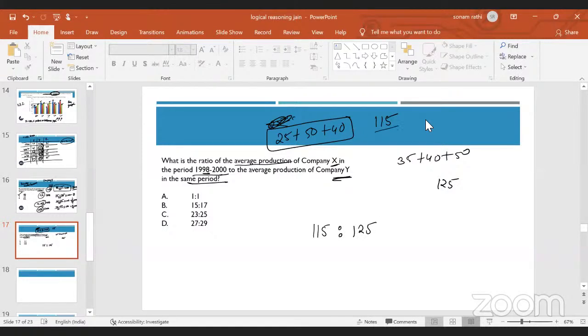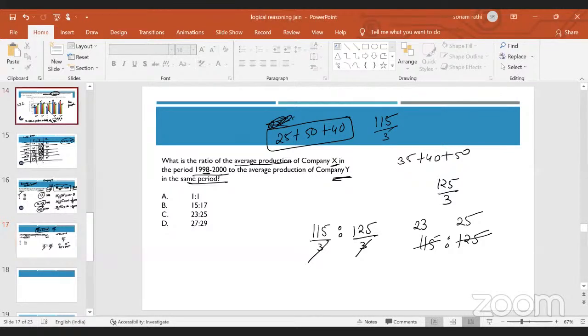Average production, so divide by 3, divide by 3. You need to find the ratio, so anyway this 3 will get cancelled. So 115 is to 125. Divide by 5. 5 2s are 10, 5 3s are 15, so 23. 5 5s are 25. So the answer is 23 is to 25. Very simple, very easy question.